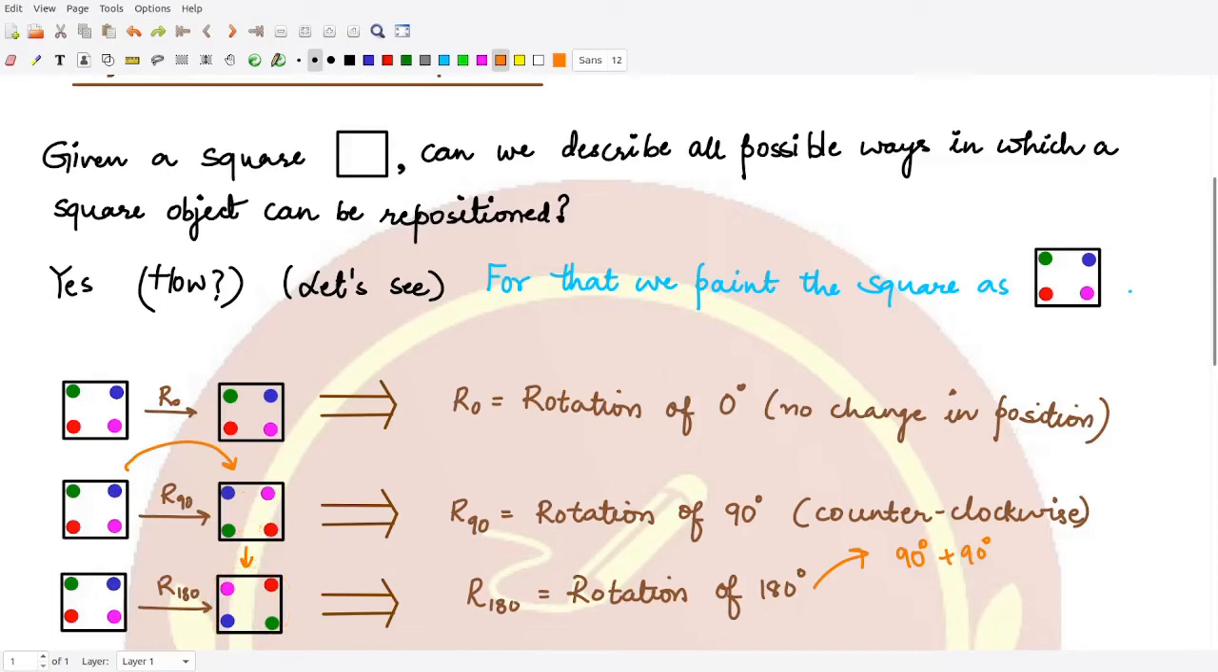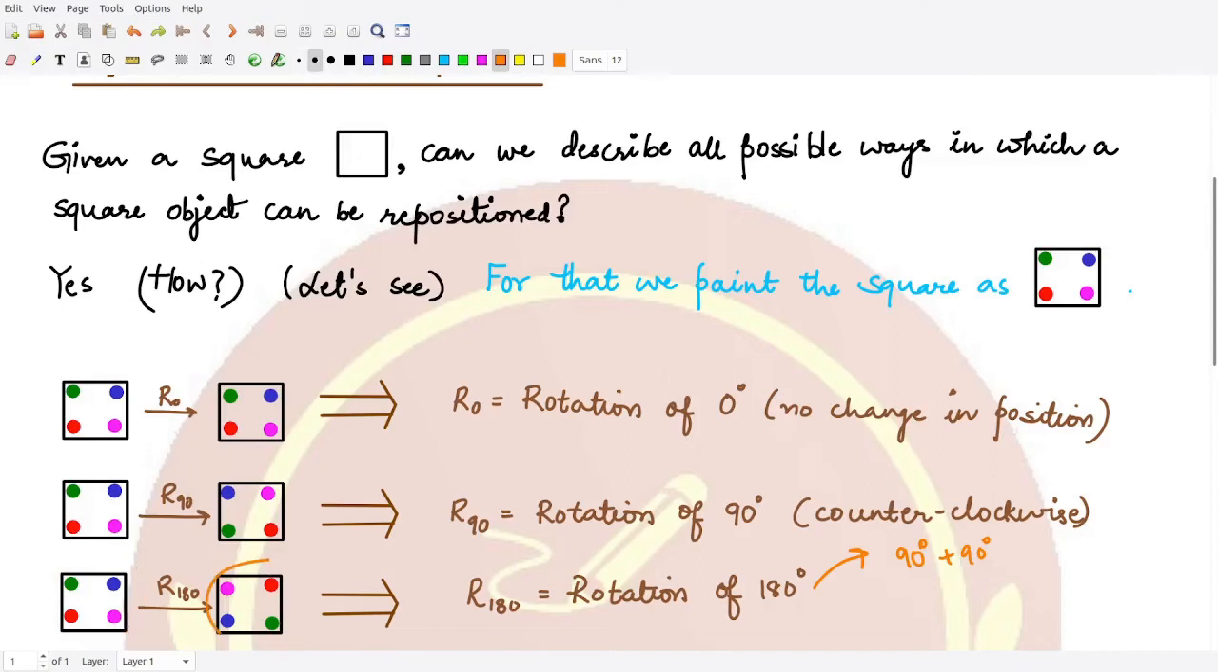That is the same as saying that if we start from the given square, you will rotate it by 180 degrees, or you are saying you will rotate it by 90 degrees twice, right?